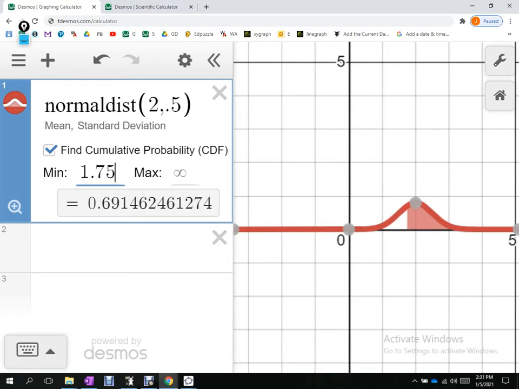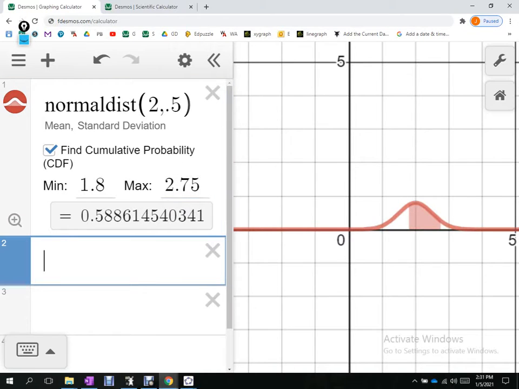Okay. Well, right now with our problem, we wanted between 1.8 and 2.75 hours. Does that end up giving me the exact area we were looking for, the 0.5886? Does that do the same thing GeoGebra did, or the chart did, right?